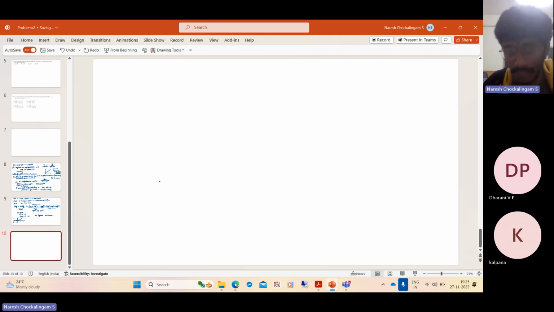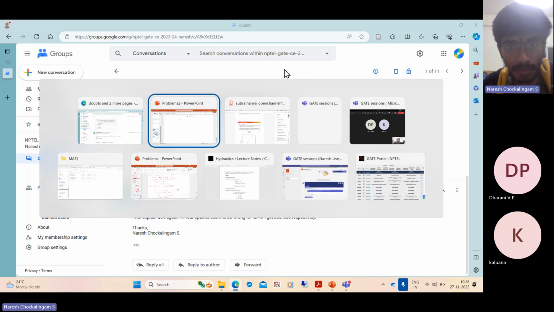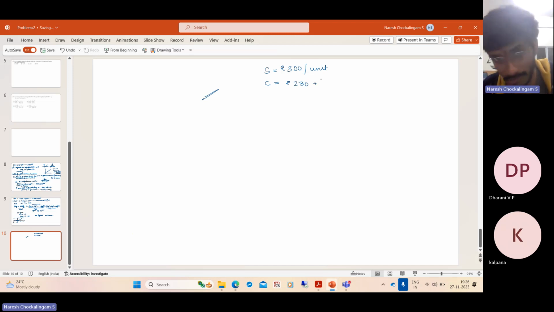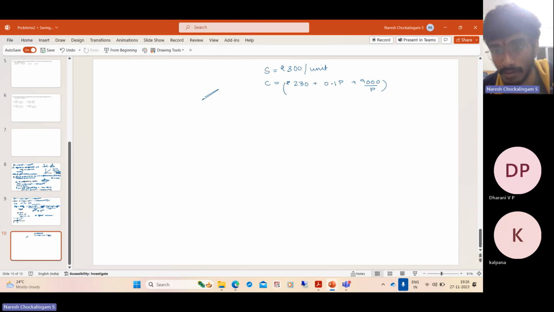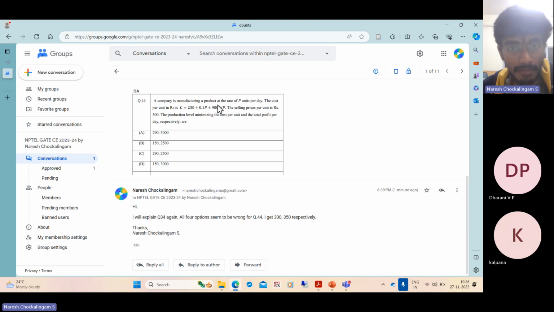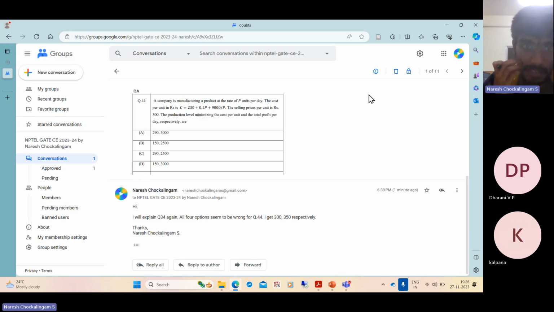So it is given we have a cost function. So the selling price is fixed at rupees 300 per unit, and the cost price is given as rupees 230 plus 0.1 p plus 9,000 by p per unit. And totally P units are produced. So the company is manufacturing products at P units per day. So the selling price and cost price are given. What is the production level minimizing the cost per unit?